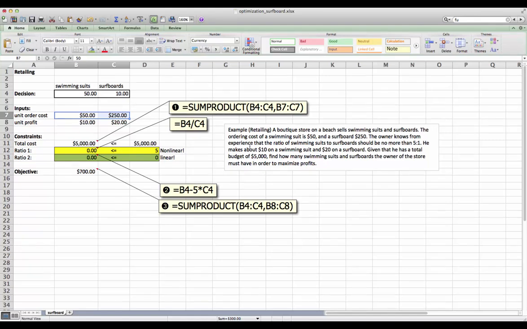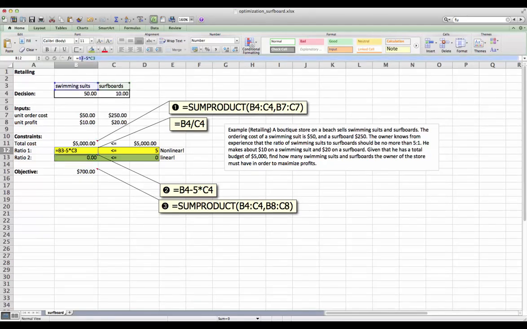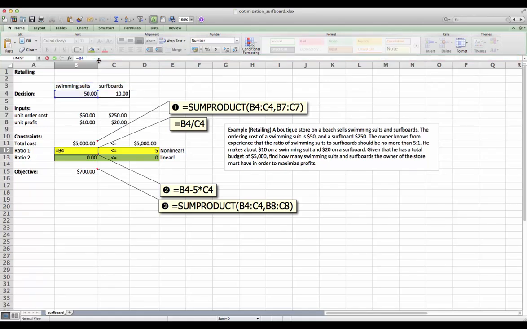It's about the ratio. It says the ratio of swimming suits to surfboards should be no more than 5:1. Someone might say, okay, that's easy. We just put down here the ratio. I would just say swimming suits, which is in B4, over C4. That ratio is no more than, so less than or equal to 5. Okay, the constraint itself is correct.